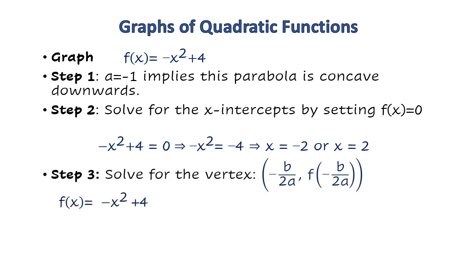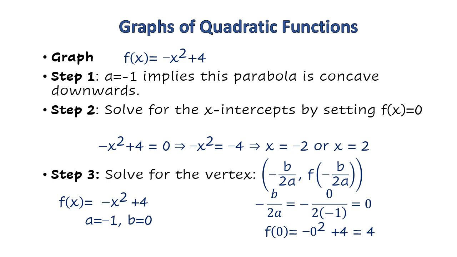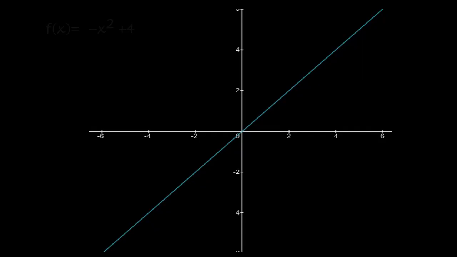The vertex: my a is negative 1, b is 0. Therefore, negative b over 2a is 0, and f of 0 is 4. And notice it's the same as the y-intercept. So the vertex is the same as the y-intercept. So let's graph it.